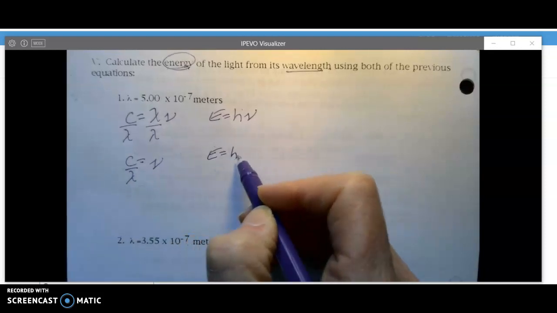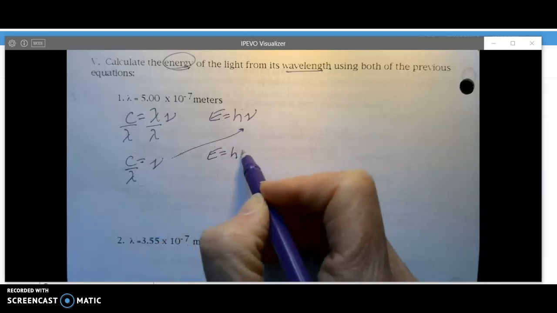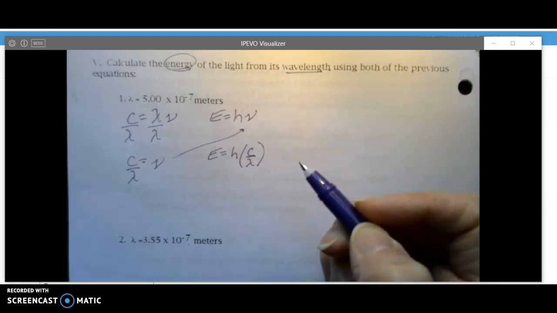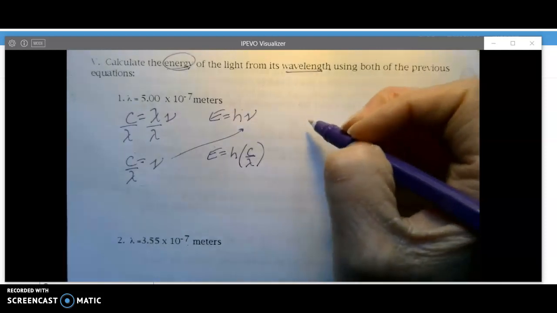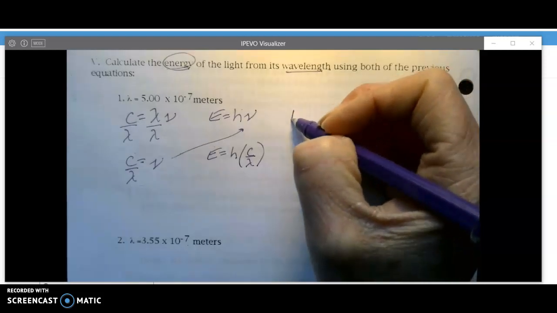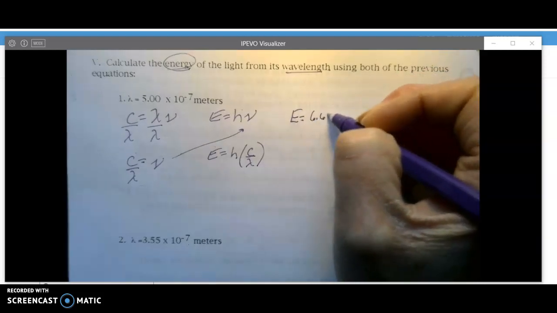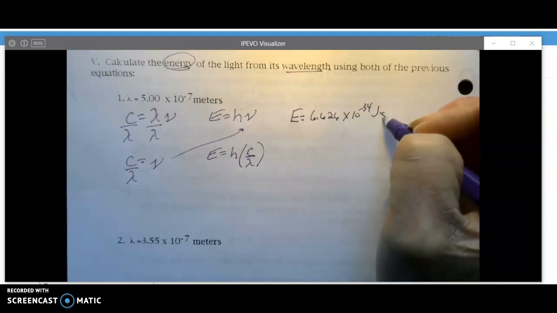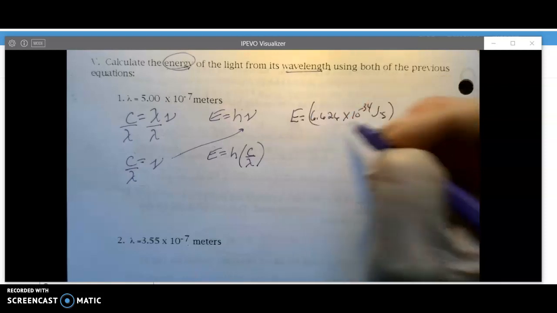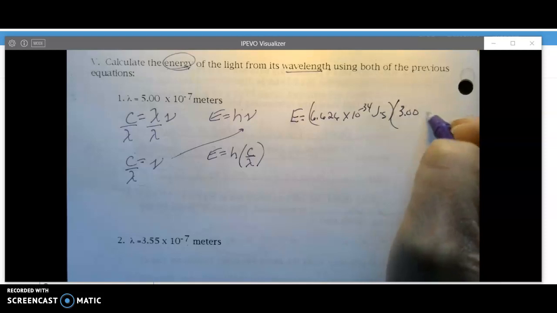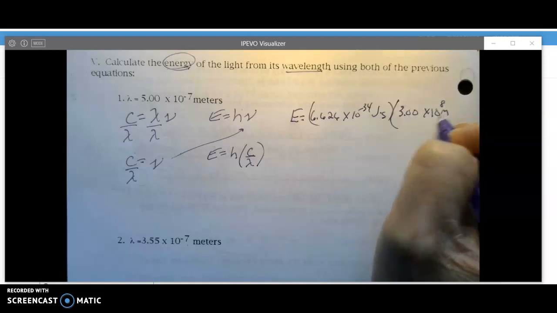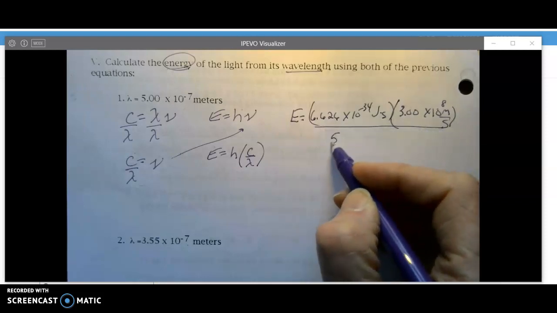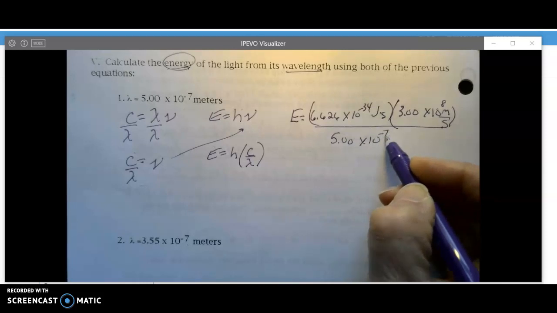And then I'm going to substitute that in this equation for frequency. And then we're back to just a normal question where we're substituting in our values. So I'm still using that 6.26 times 10 to the minus 34 joules times seconds. Okay, then the speed of light, all of that over my 5.00 times 10 to the negative 7th meters.